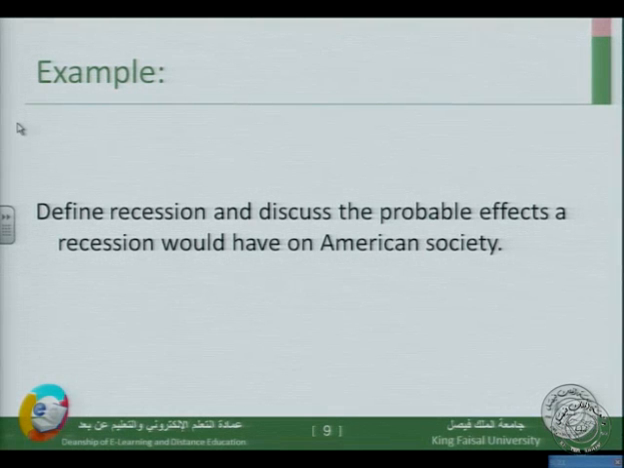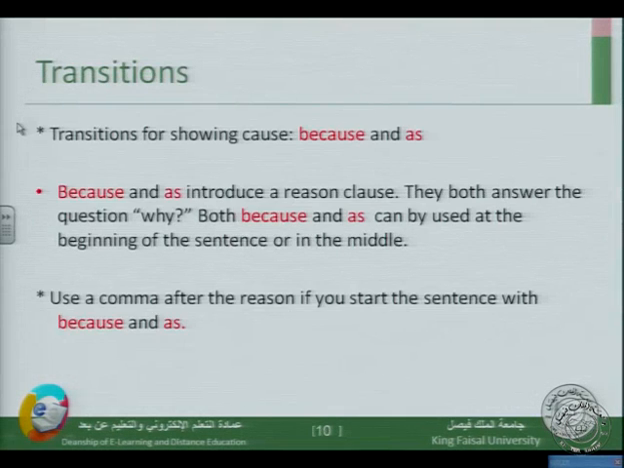So hopefully this point was clear. Also, you need to pay attention to transitions. Now, we have some transitions for showing cause in English, like because and as. Because and as introduce a reason clause. They both answer the question of why something happened.